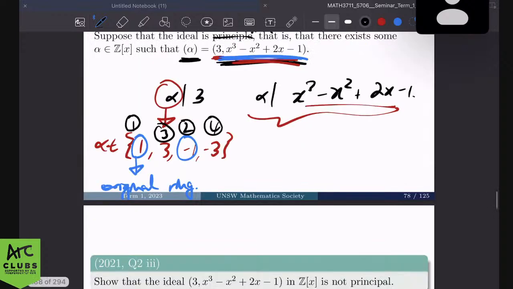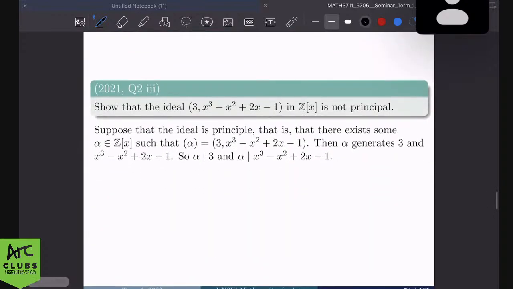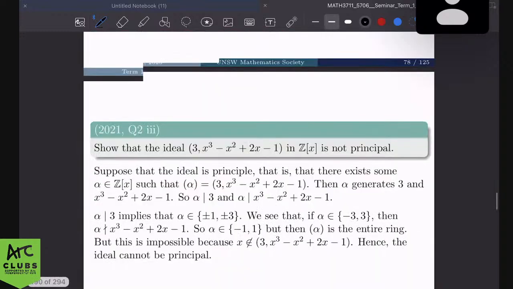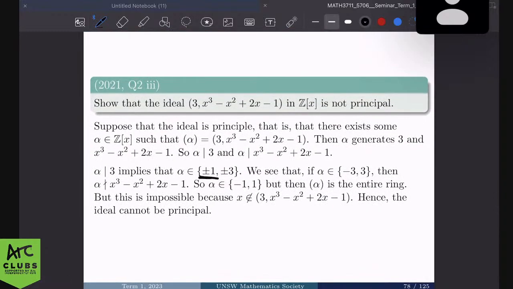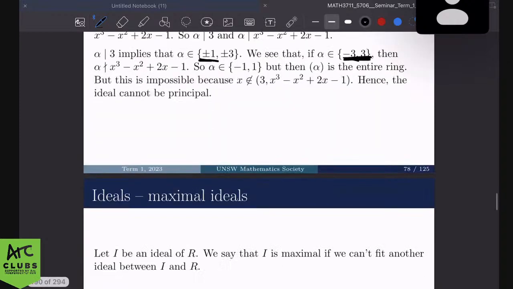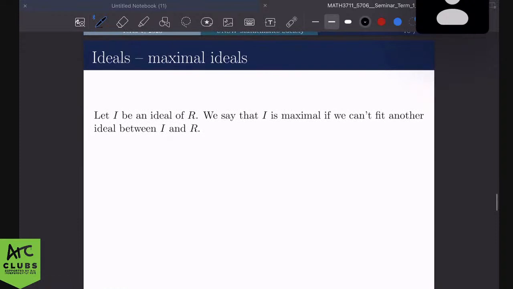Okay, so the formal way of writing it is this: a has to divide both of these, but also a can't be equal to 1, and a can't be equal to 3. Okay. Sweet. Alright, next definition. So we've got an ideal of R.